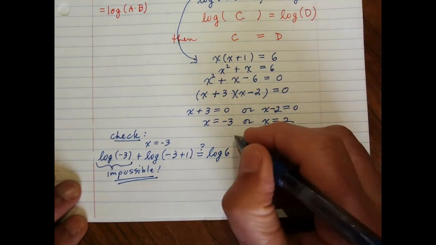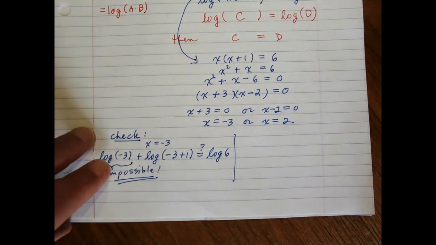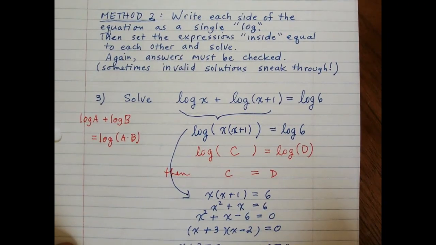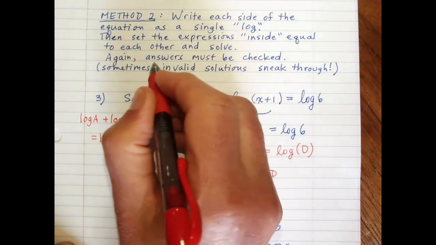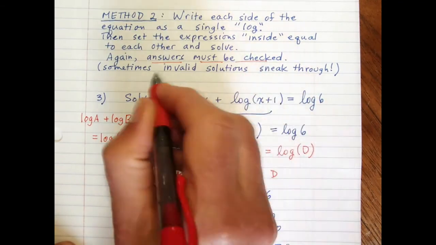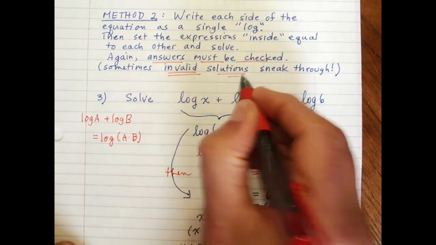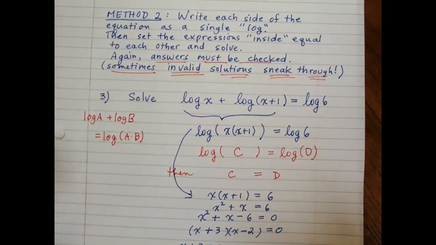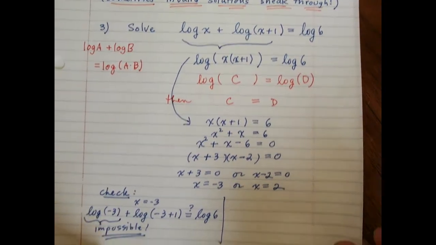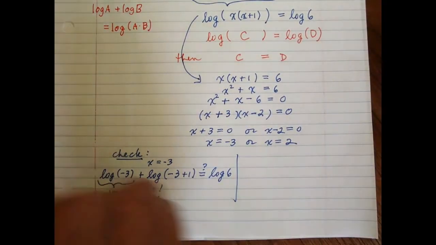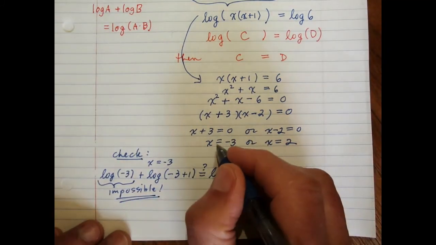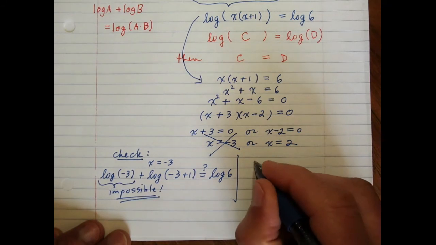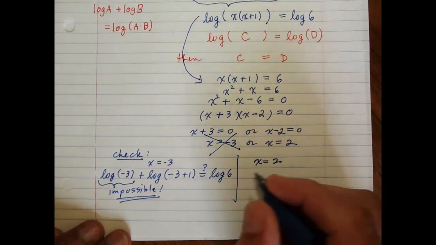It doesn't check out. And that's what we mean back in our description of the method, where we say answers must be checked, invalid solutions can sneak through sometimes. We did 3 problems. This is the first problem where this has occurred. And basically we got to throw away that negative 3. That's not really a solution. What about x equals 2? Is that one going to work?